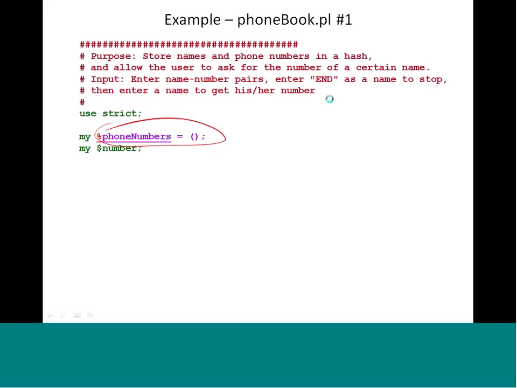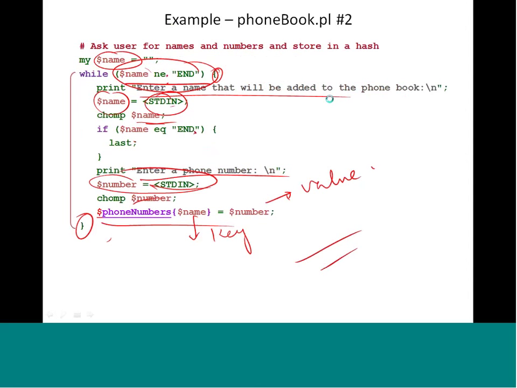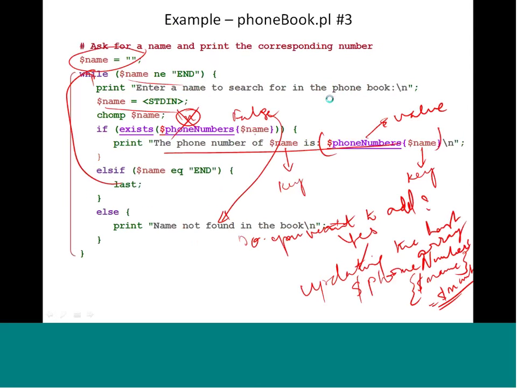Then we saw how the program is written. The program has two parts: one where we populate the hash, and the other where we get the name and display what the phone number is. One way is to combine these two sections into one, where it asks for a name, and if the name exists, it returns the value. If the name does not exist, it asks for the phone number and populates the array, and progressively it can build the entire array, and that's what is shown here.